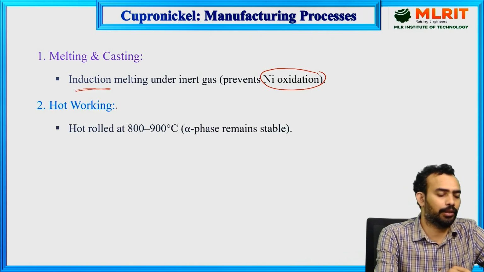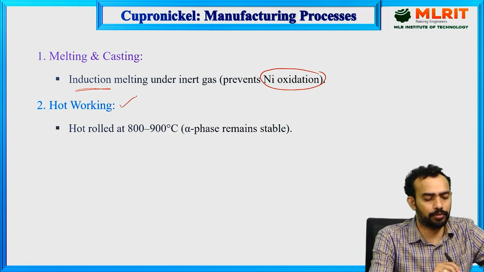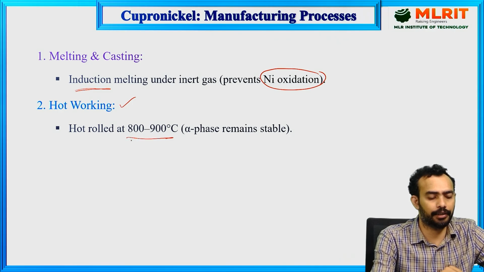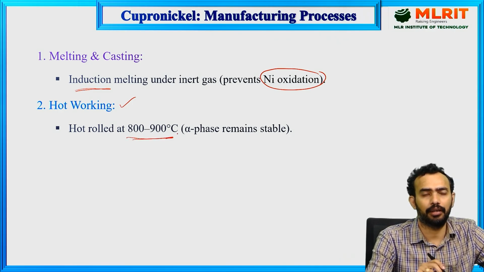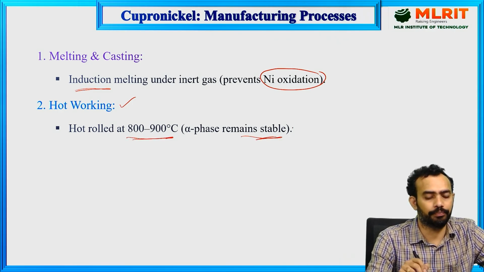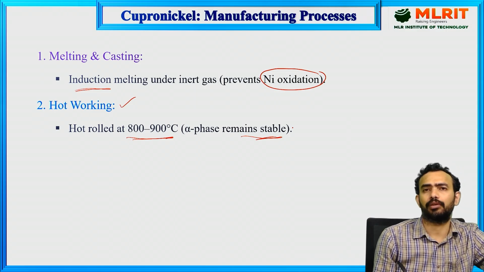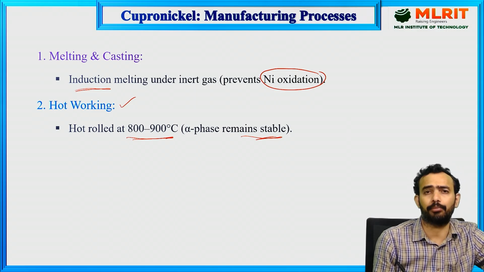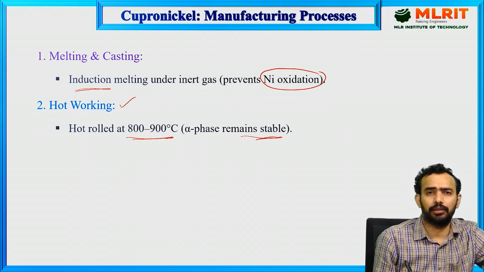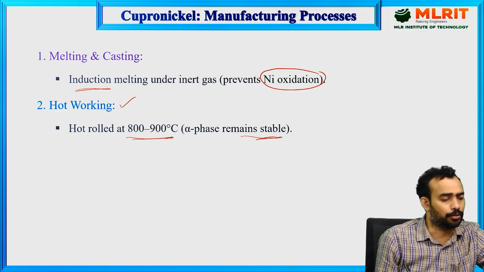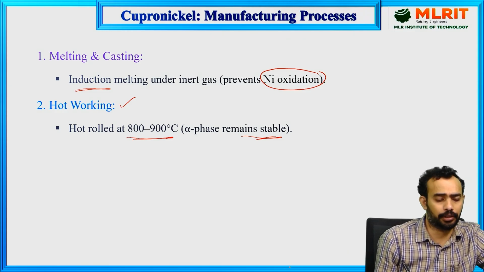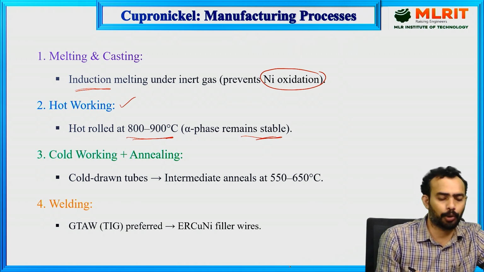Then it can be hot worked, hot rolled at 800 to 900 degrees centigrade, where the alpha phase remains stable. So there will be no changes in the microstructure, and eventually no changes in the properties as well. So it can be comfortably hot rolled at 800 to 900 degrees centigrade.